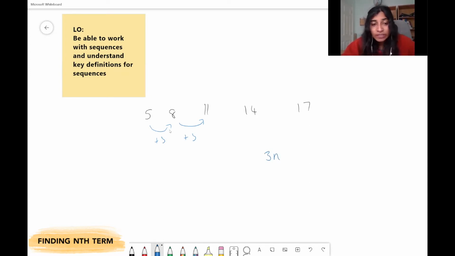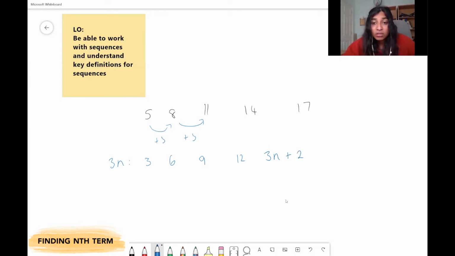Then you work out what 3n is, with n being the position of your term in the sequence. For the first position, n is 1, so that would be 3. The second would be 6, the third would be 9, and the fourth would be 12. Then you need to know what you get from your 3n to the term in your sequence. To get from 3 to 5, you add 2, and 6 to 8, you add 2. So the nth term expression is 3n plus 2.